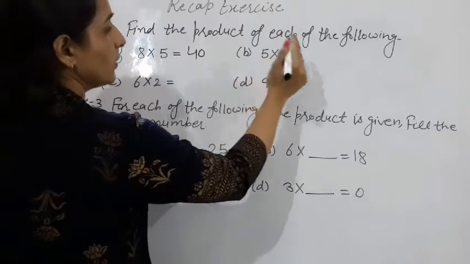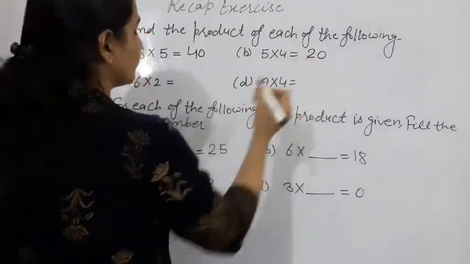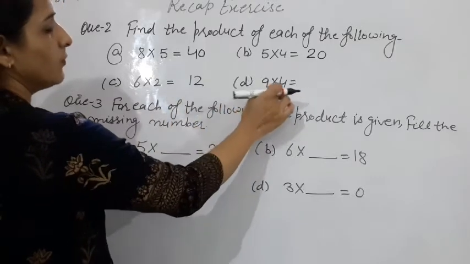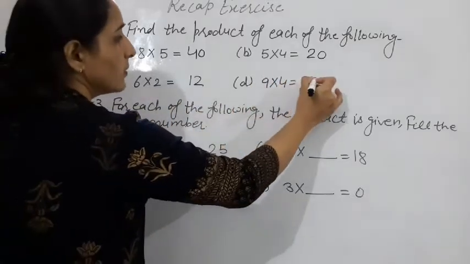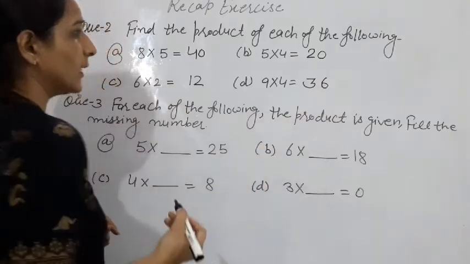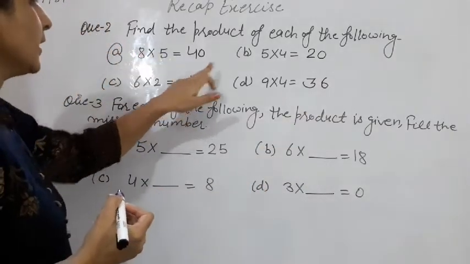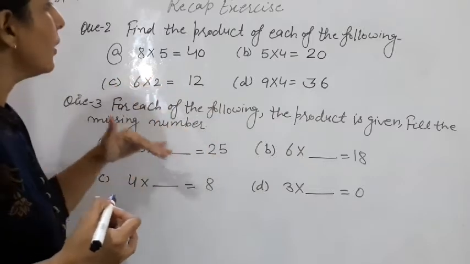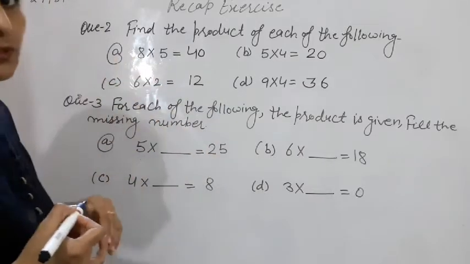5 4s are 20, 6 2s are 12 and 9 4s are 36. Clear? So in this way we write the answer here. That's why you revise your table before you start your question number 2.